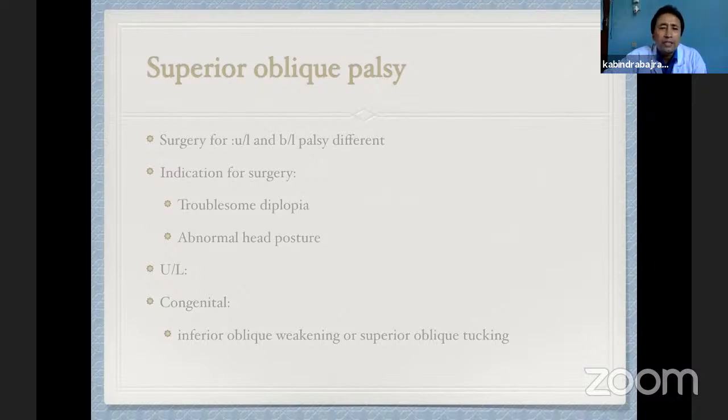Superior oblique palsy is the next condition. It can be unilateral or bilateral. It can be congenital, sometimes acquired. An indication for surgery is if there is diplopia and abnormal head posture. Here, inferior oblique weakening or superior oblique tucking can be done as a treatment.